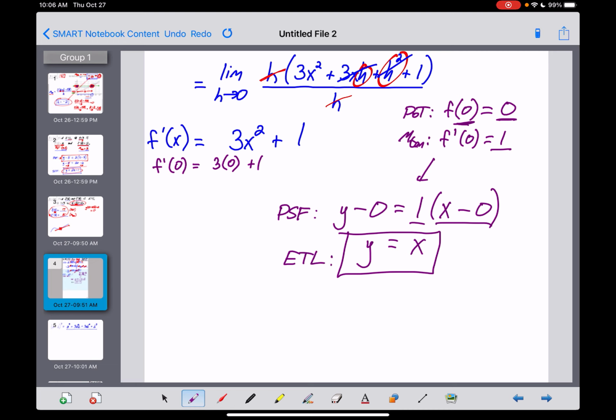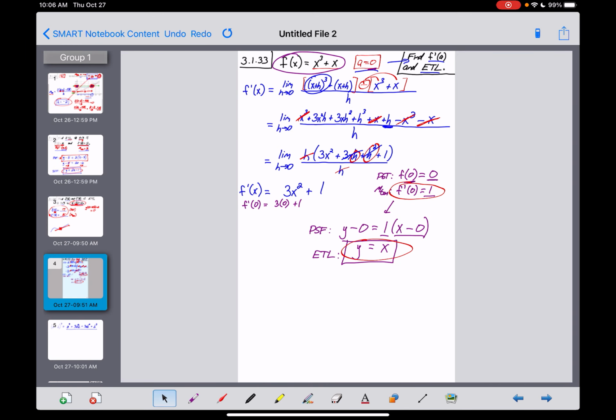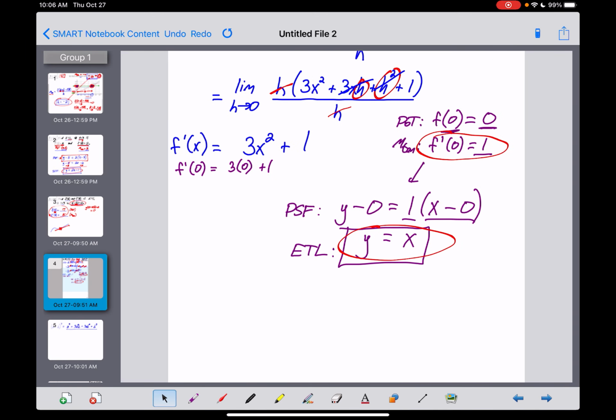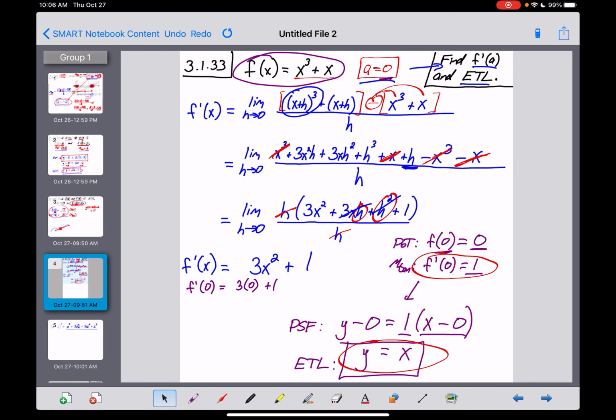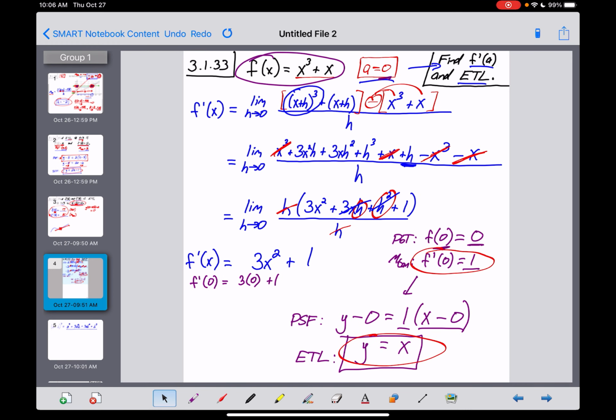That was one of the things that they had asked for. So I guess I should make it real clear. What they wanted here was the value of f prime of a. There's the answer to the first part of the question. And then the equation of the tangent line, there's the answer to the second part. So those are the two things they asked us to find in this problem, and we've got them both for you. All right, so there's number 33.